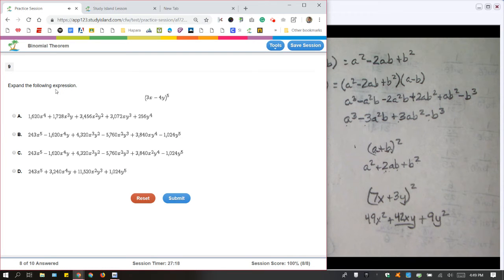Next one, expand the following expression. We have 3x minus 4y to the 5th power. So to the 5th power, we should have 6 terms. Which one of these has 6 terms?